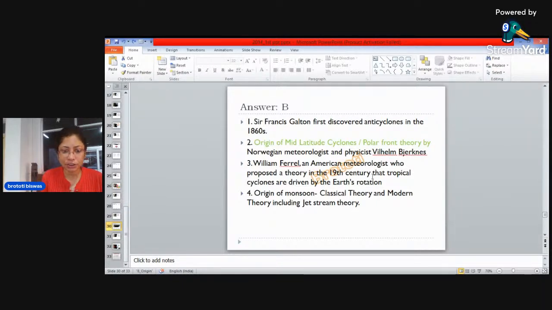Origin of monsoon has a number of theories. Those theories can be divided into two, that is classical theory and modern theory. And jet stream theory and Koteshwaram theory come under modern theory. If you know this detail, who has given what, because generally this is a very common question, and obviously you will be getting questions in climatology. Whether they give a question from tropical cyclone or from monsoon, you will be able to answer when you know who has given what. So that is more important.